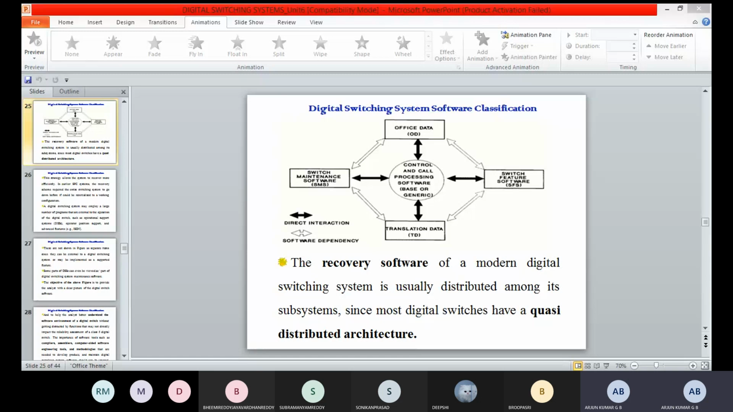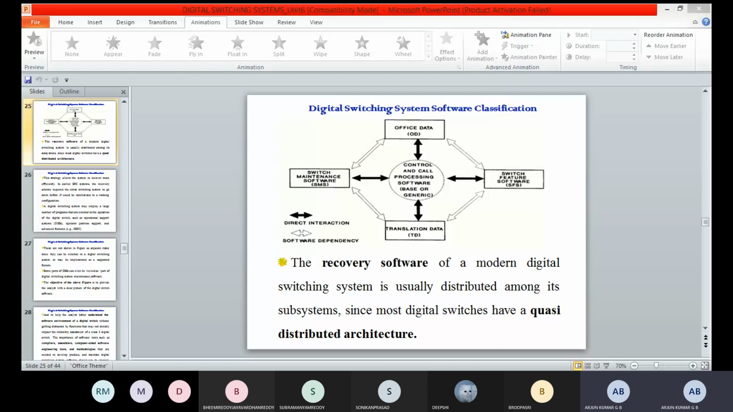You can see that's the control processor. It will directly interact with all the subsystems like office data, translation data, switching feature softwares, and also switching maintenance data. In between maintenance and office data there is a software dependency, because these switching softwares will also be controlled by the office data, since during maintenance you can check the conditions of the particular subsystems.